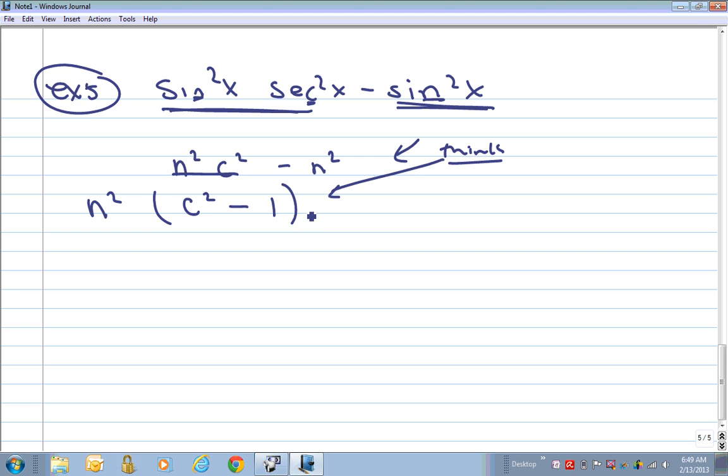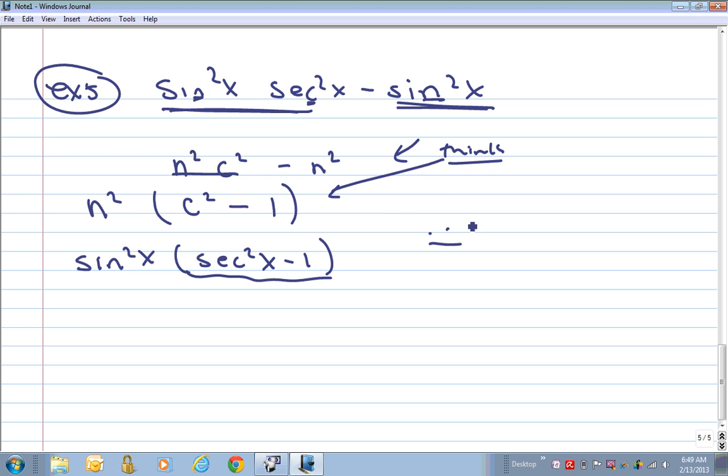Now, let's substitute everything back in. So n was sine, so we have sine squared x, in parentheses, c was secant, so secant squared x minus 1. And now we've done a lot there. The next thing we're going to think about is secant squared x minus 1. That should remind you of a Pythagorean identity.